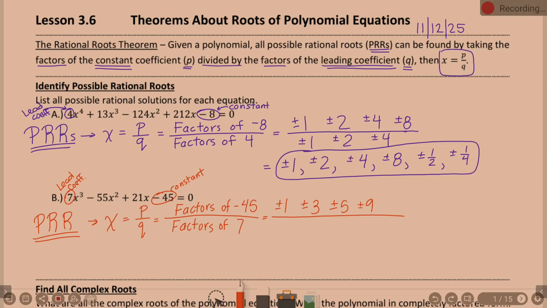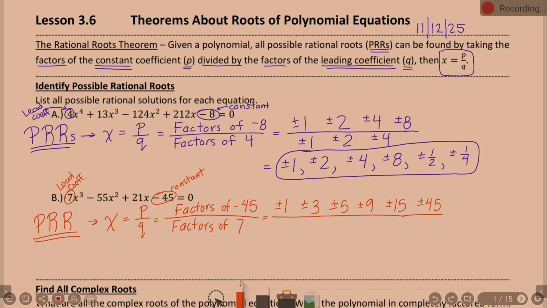And at this point, what that means is I've gotten half of every pair, right? So 5 and 9. What went with 3? 3 and 15. And 1 and 45. I'm just trying to give you ideas of how we can do this and make sure we get all of them and not overlook any.